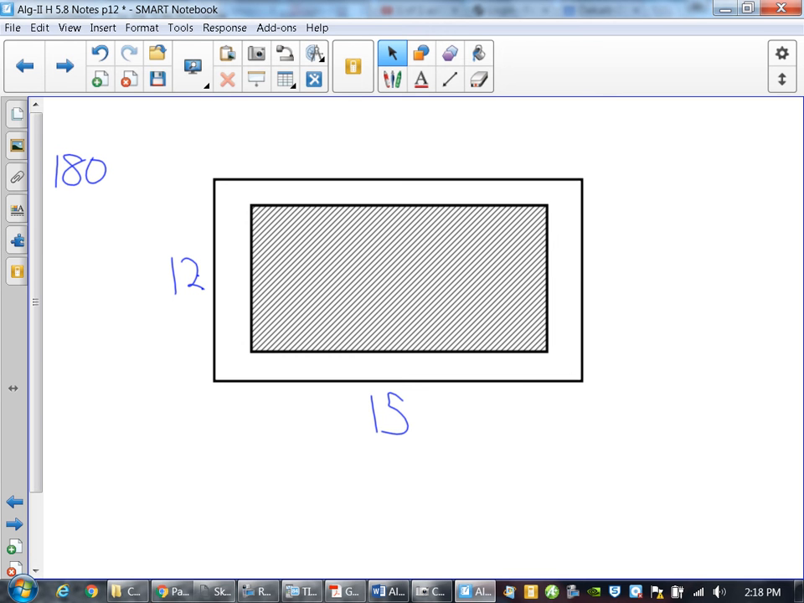A border of uniform width is to surround the mural, which means all these values are going to be the same going around. The mural is to cover 75% of the area of the wall. So now what we need to do is figure out, well, what's 75% of 180? You just multiply it by 0.75, and you get 135. So the total area of my mural has to equal 135.